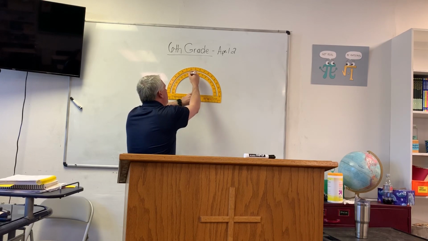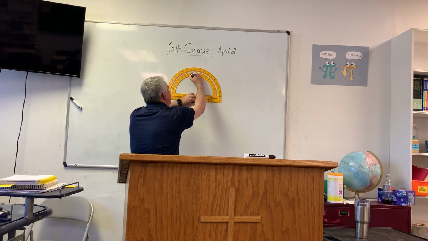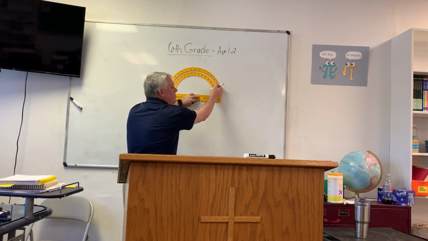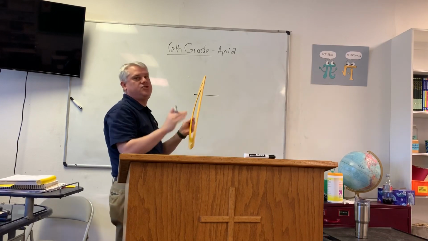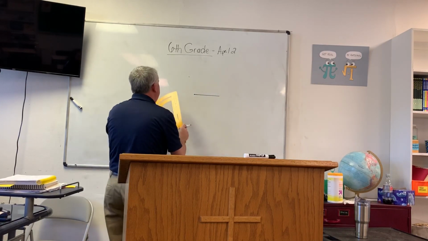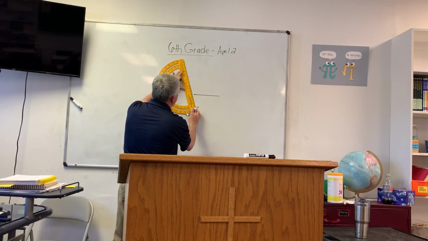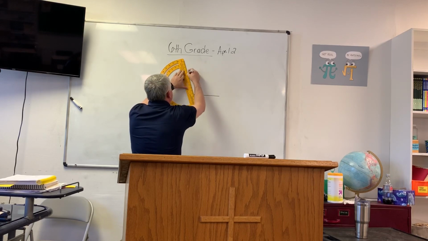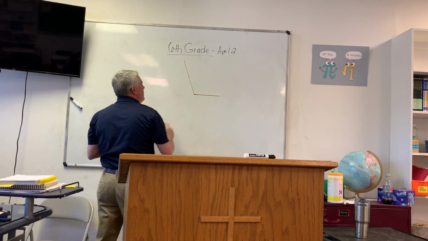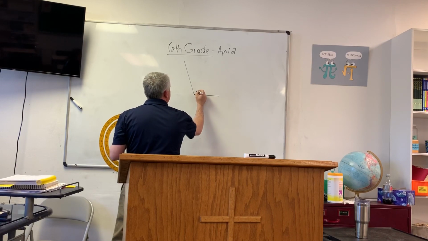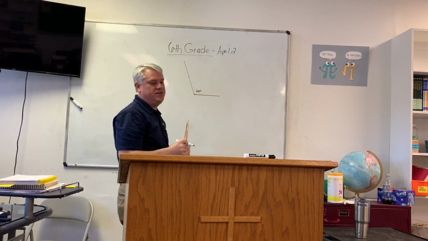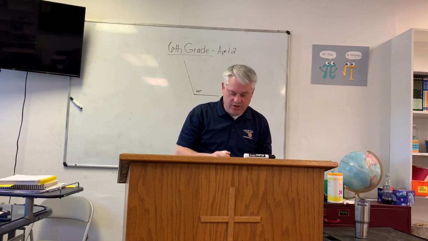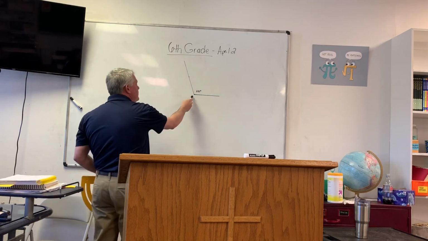We're going to follow it around all the way to where it says 110. We're going to make a little mark at 110. Now I'm going to pull my protractor away, and I'm going to use the straight edge of my protractor, and I'm going to line up the mark that I made with the vertex. And I'm going to draw that straight line. And there I have constructed a 110-degree angle.